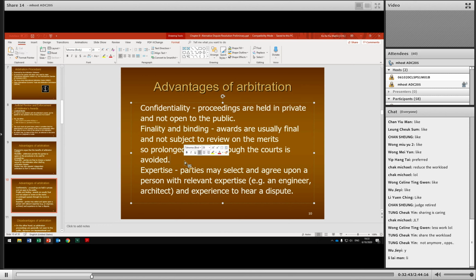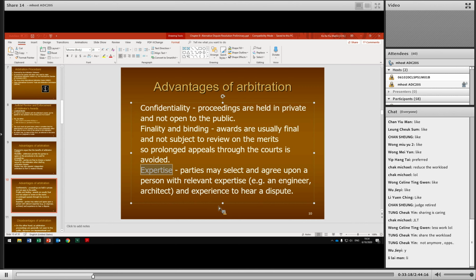Because we have to know for litigation, usually the party who loses the case can appeal to the court of appeal and then the court of final appeal. So you have to wait for a very long time before the case is concluded. Okay. But for arbitration, usually it's one-off. Whether you win or lose, usually there is no appeal, right? No further appeal.